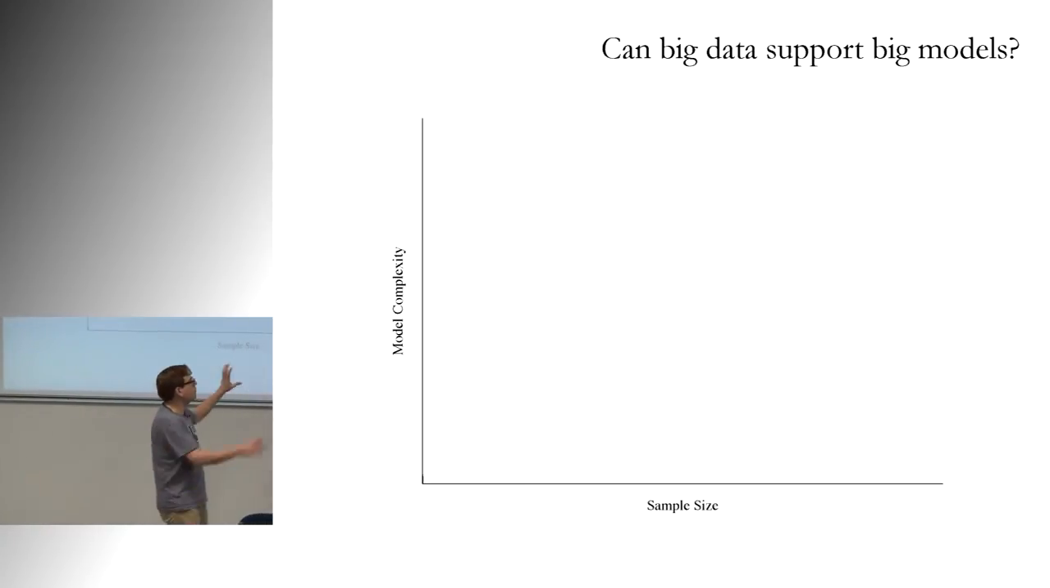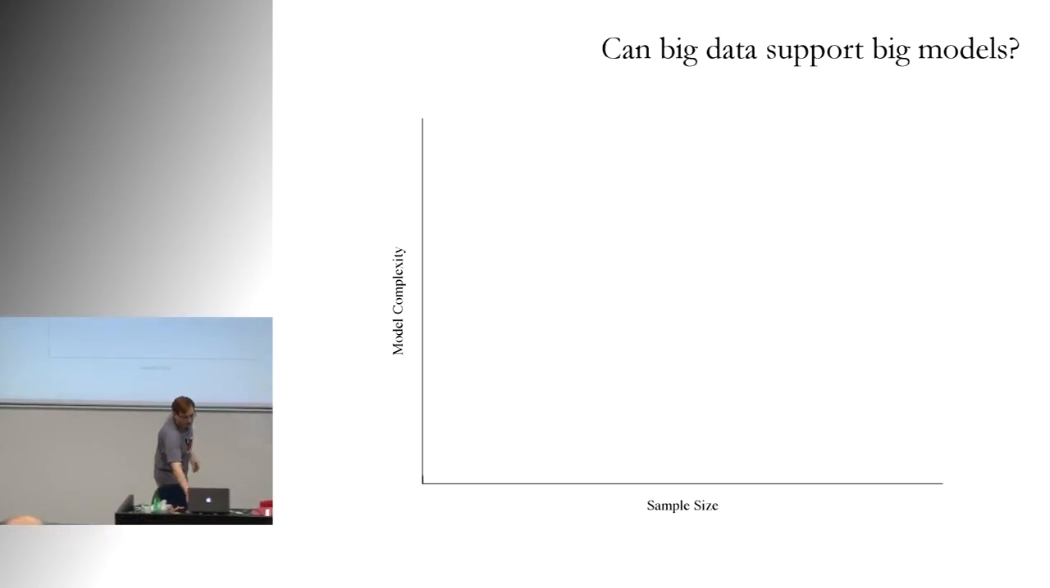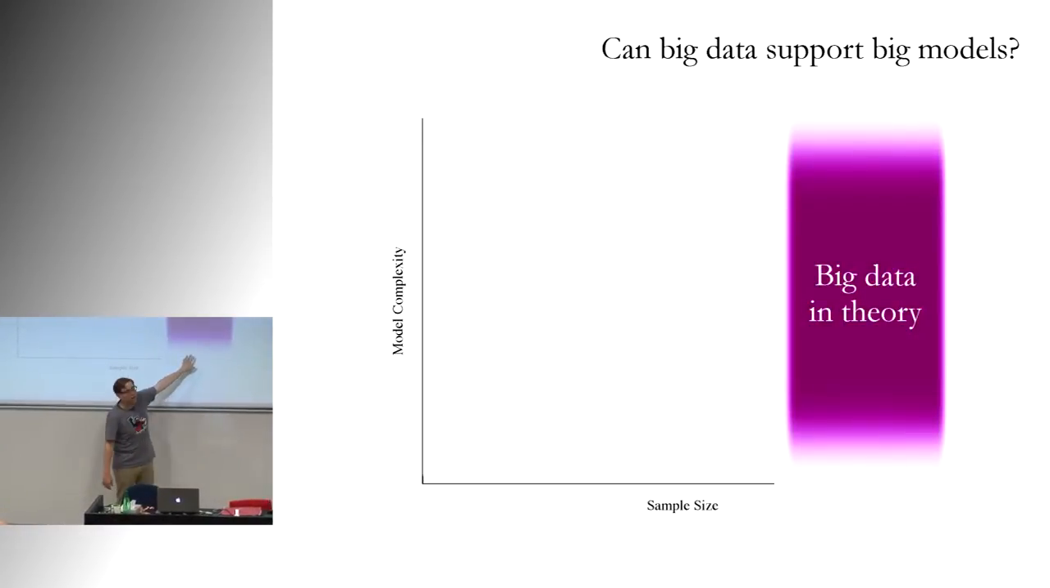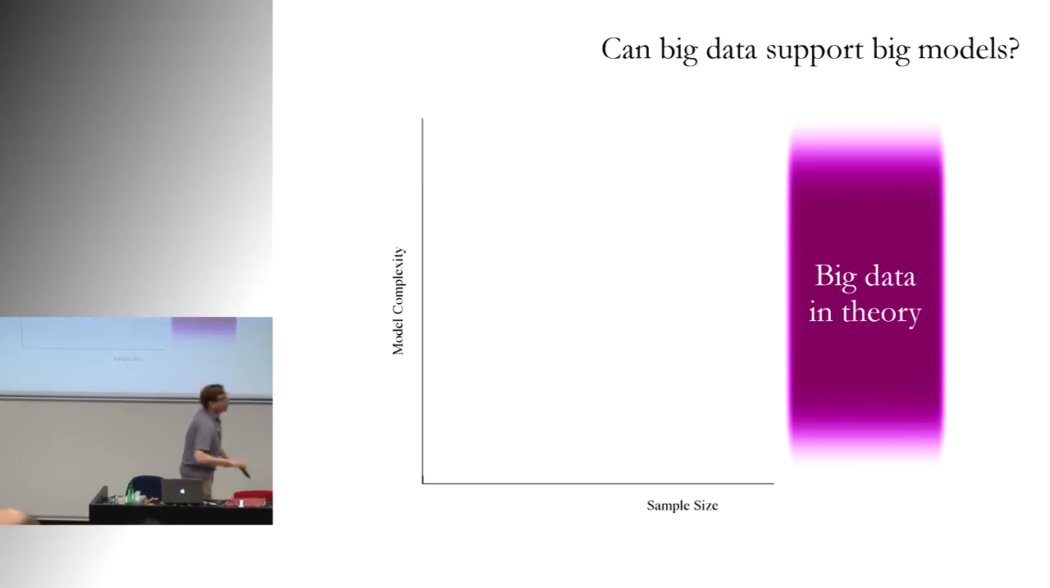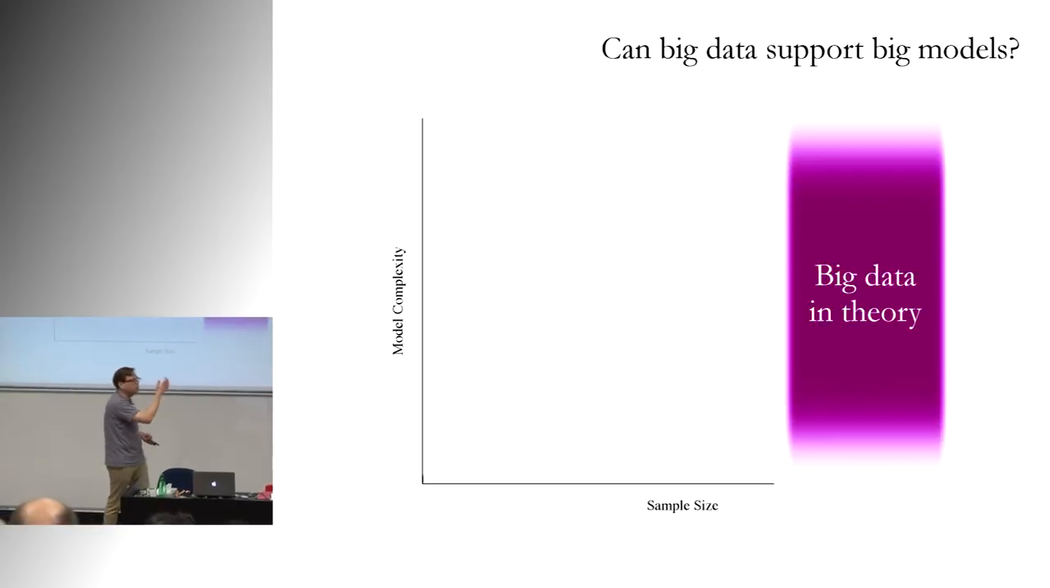Because you have classical statistics over here. And ideally, you'd have big data right here. Right? You would think big data would be any model, whether it's simple or complex, provided that we're looking at this regime of lots and lots and lots of data. But this is not what big data tends to be in practice. In practice, big data is just this little guy down here.